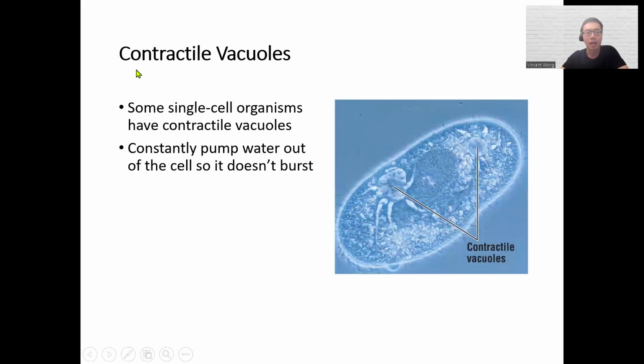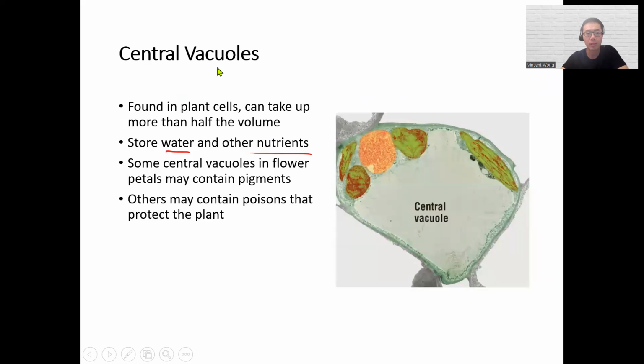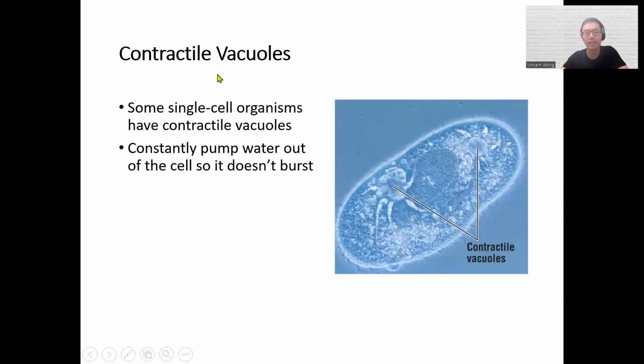Now, there is something called a contractile vacuole, which is different from a central vacuole. Central vacuoles are found in a plant cell. Contractile vacuoles are found in these single cell organisms, usually pond-dwelling, freshwater-dwelling single cell organisms. This one you might remember, we saw this fellow earlier in the lecture. This is a paramecium. Okay, and it's a single cell organism, and it lives in fresh water.